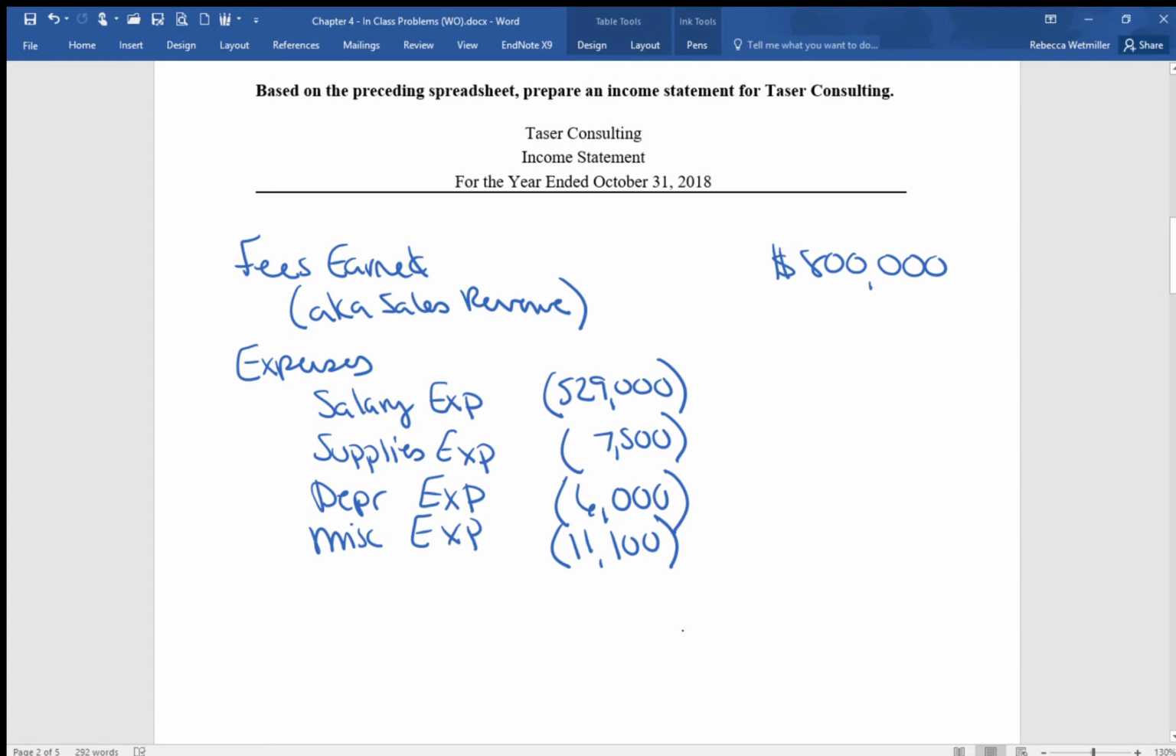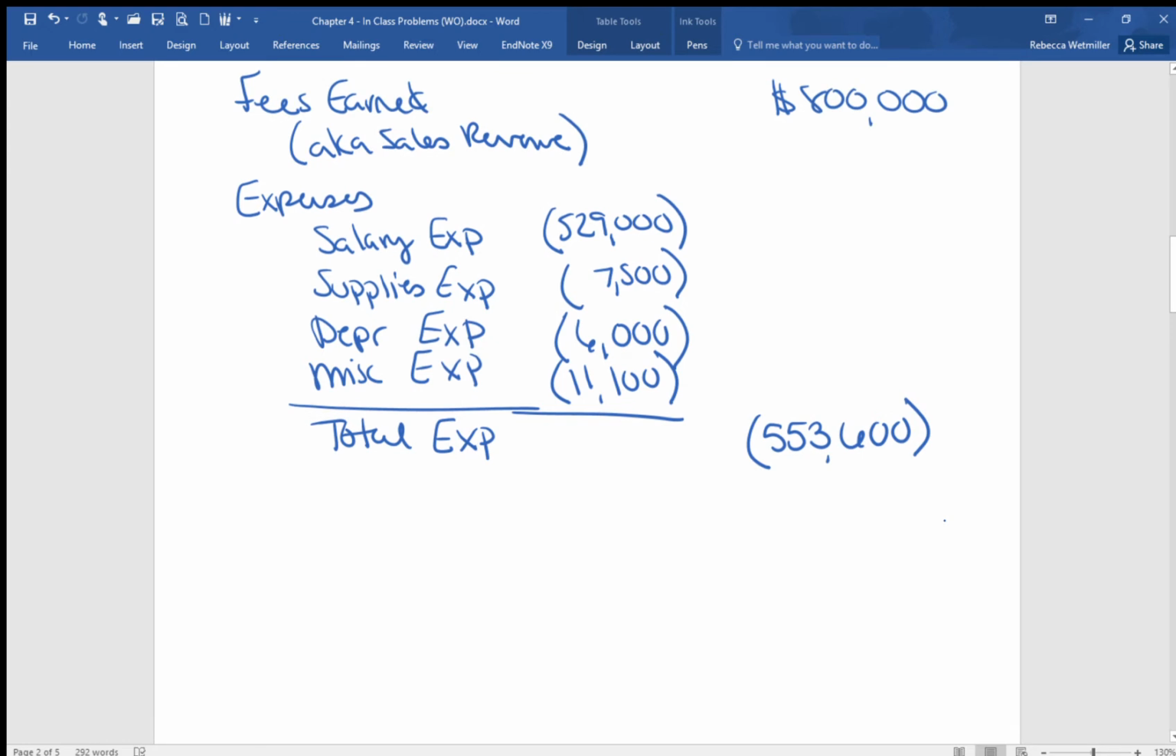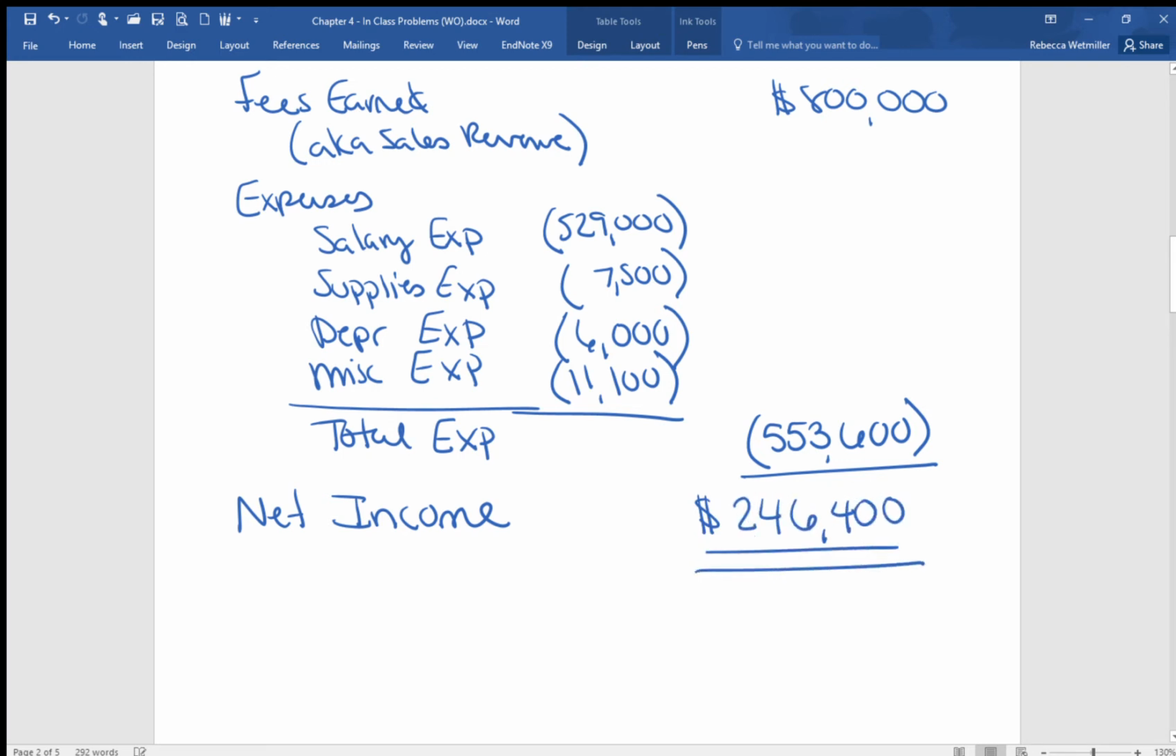So if we add all of those together, we'll get total expenses of $553,600. And the result of our revenues minus our expenses will be net income. So if I do 800,000 minus 553,600, I get net income of $246,400.